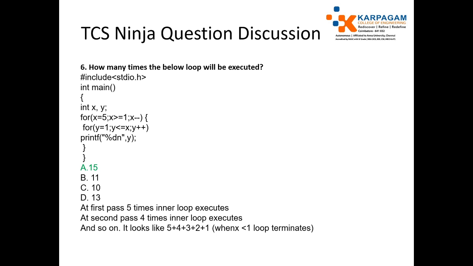The answer is: at the first pass the inner loop executes 5 times, the second pass 4 times, the third pass 3 times, the fourth pass 2 times, and the fifth pass 1 time. It looks like 5 plus 4 plus 3 plus 2 plus 1. This is the sum of natural numbers. Okay. Finally, when you add the number of times the loop executes, you will get 15.